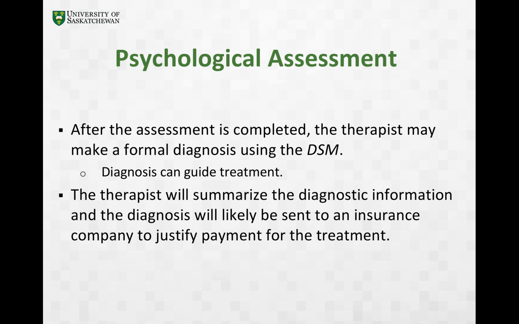Now, depending on the requirements of our particular position, workplace, as well as what the client needs, sometimes we may make a formal diagnosis using the DSM, the Diagnostic and Statistical Manual of Mental Disorders. Now, as I've talked about in the last chapter, we have a love-hate relationship with the DSM, but at the same time, diagnosis can guide treatment in a way that can be very helpful. If we can specify the particular presentation or how it's looking for this person, sometimes that diagnosis can be very helpful in determining what the best treatment would be.